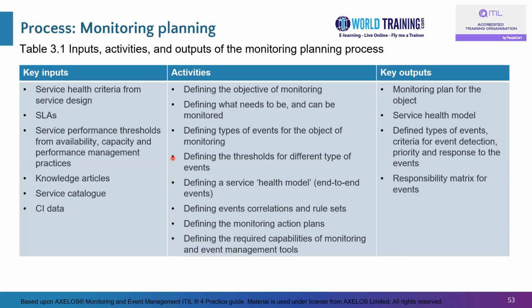Then the fourth step here is to define the thresholds for different types of events. And we already know what thresholds are. It's a kind of limit set to raise and to detect an event. Then defining a service health model. We will come to that soon. I've been saying that earlier also, but this time we will see it pretty soon, what that means. Then defining event correlations and rule sets.